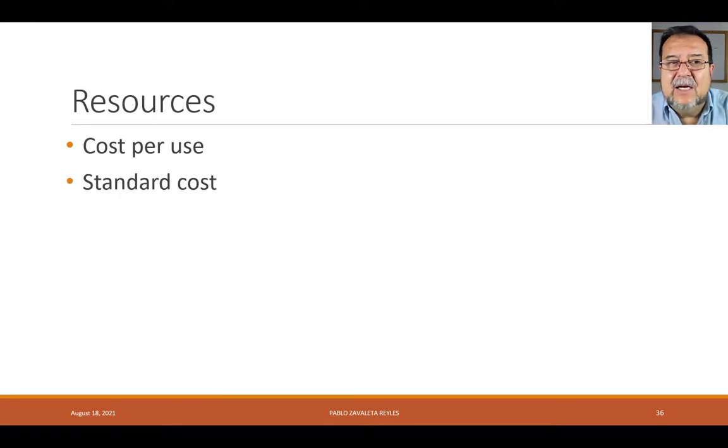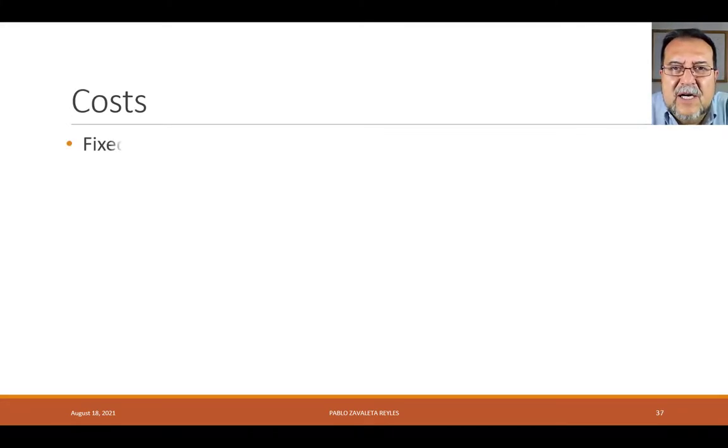In resources, you must remember, or you must learn, whichever applies to you, what is the cost per use and what is the standard cost. The cost per use, you will charge every time that you use a resource, whereas the standard cost is accrued according to certain aspects, usually time. And you can define if you want to accrue it at the beginning, pro rata, or at the end. The cost can be of two types, fixed and variable.